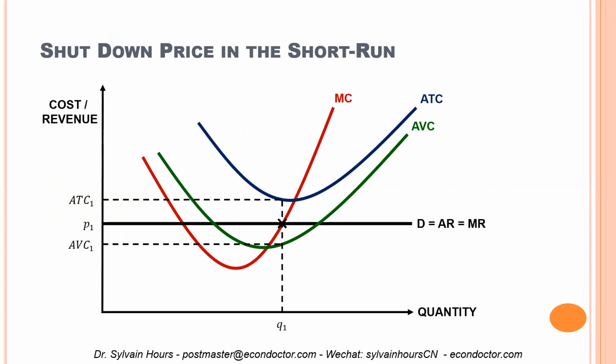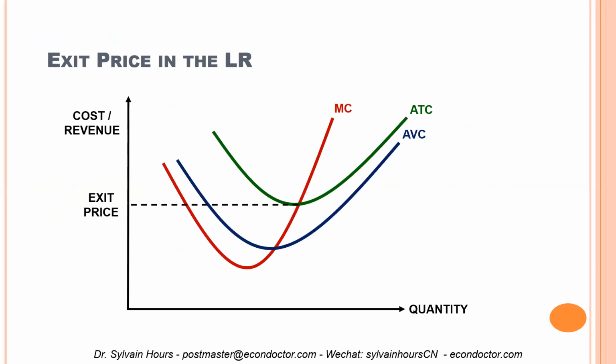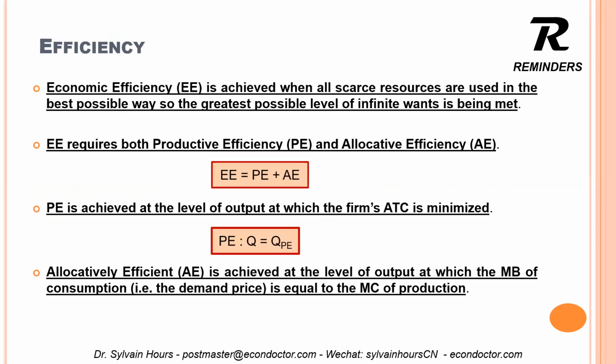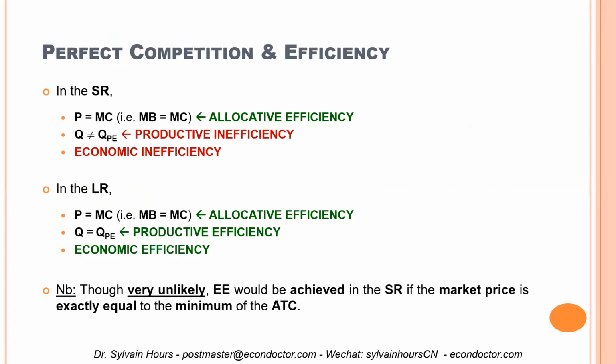That's all we have to say about efficiency. We can summarize it. Okay, so here you have a summary of the different types of efficiency. I'm not going to review that. And here's the conclusion. In the short run, we have allocative efficiency, but we do not have productive efficiency. Therefore, we have economic inefficiency. In the long run, however, we have allocative efficiency, we have productive efficiency. So overall, we do achieve economic efficiency.